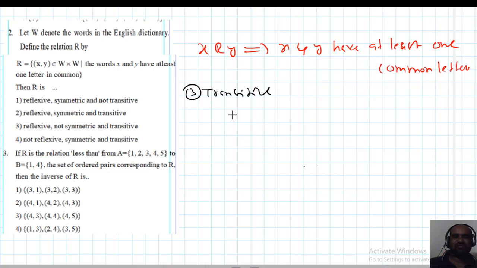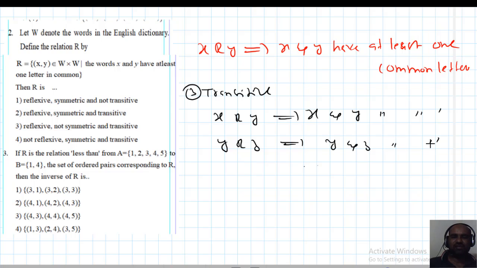x related to y implies x and y will have one common letter. y related to z implies y and z will have one common letter. Now through examples I will explain. Actually you want to show that x and z will have one common letter, then you can say it is transitive. I want to take x as AB or ABB, y as ACC.